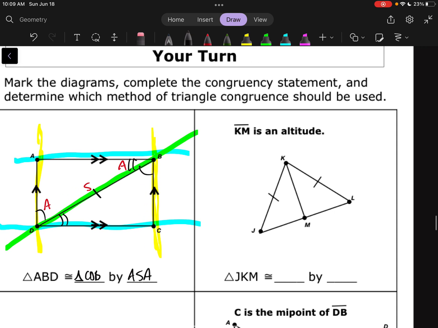All right, if KM is an altitude here, then that means these are right angles. Also, we've got the reflexive side in the middle. So triangle JKM congruent to LKM, and this would be by HL.